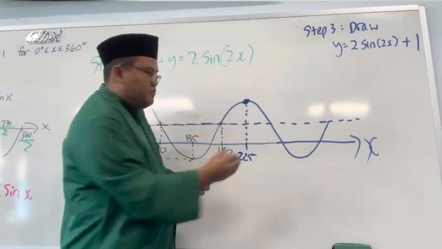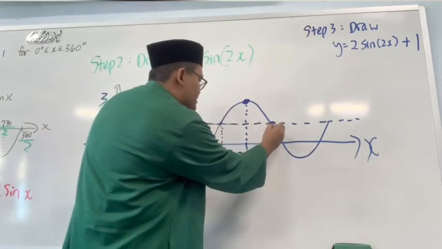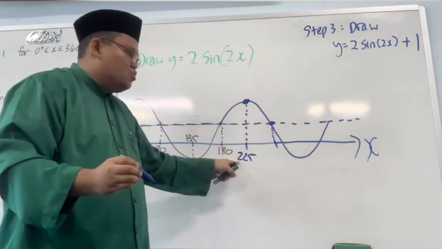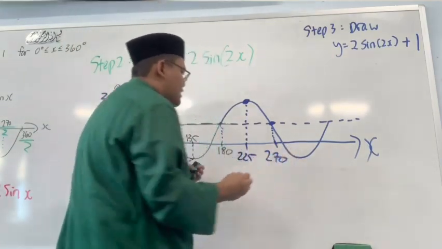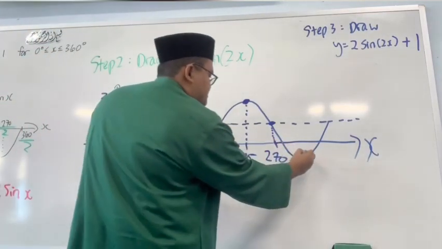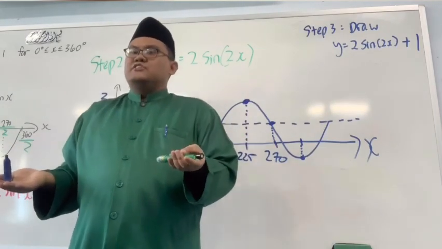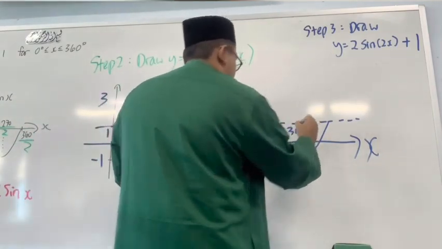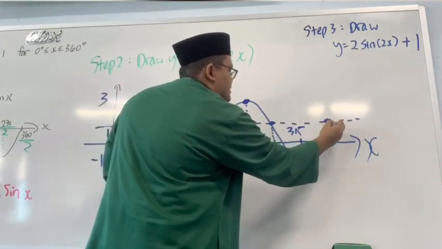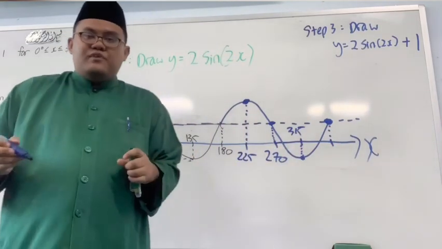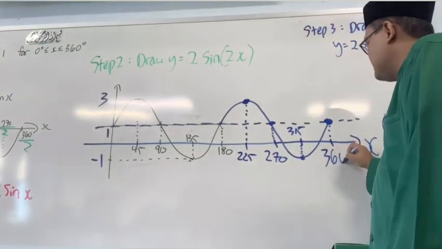The next special point is this one. What is the value on the x-axis? 225 plus 45, 270. The next special point here: 270 plus 45, 315. And lastly, the final special point is here: 315 plus 45 is 360, like what we wanted.